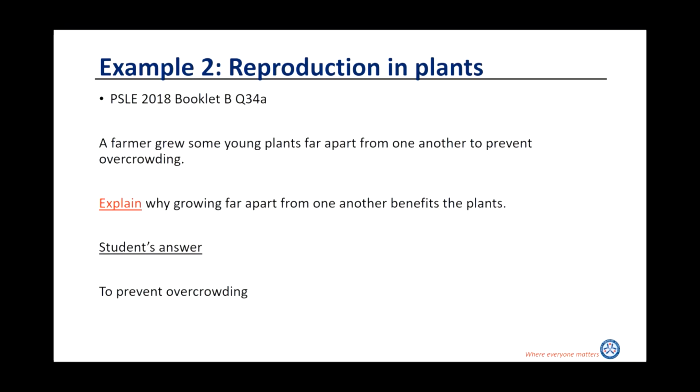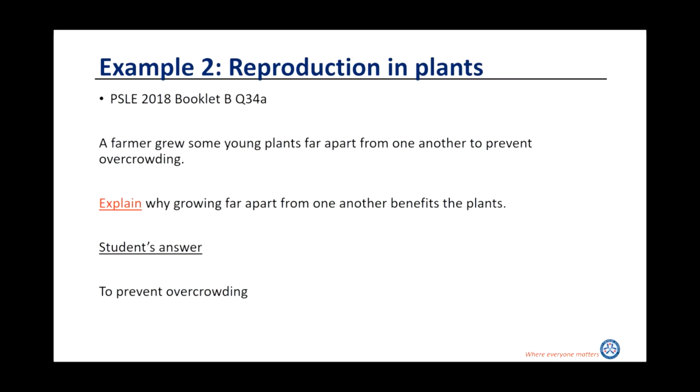We will move on to example 2, a question on the reproduction in plants. This question is from the PSLE 2018 Booklet B. Let's read the question together. A farmer grew some young plants far apart from one another to prevent overcrowding. Explain why growing far apart from one another benefits the plants. The student's answer is to prevent overcrowding.